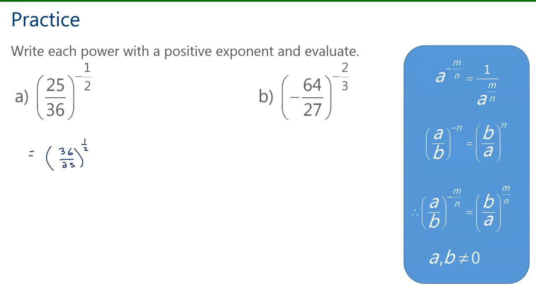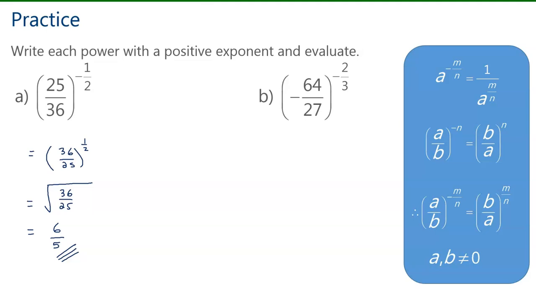And we should know that anything to the 1/2 is really the square root. So this is the square root of 36 over 25. And the square root of 36 is 6, and the square root of 25 is 5. Our final answer is 6 over 5.